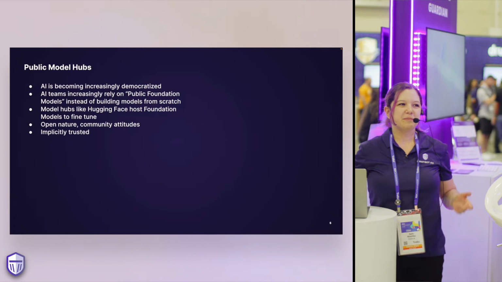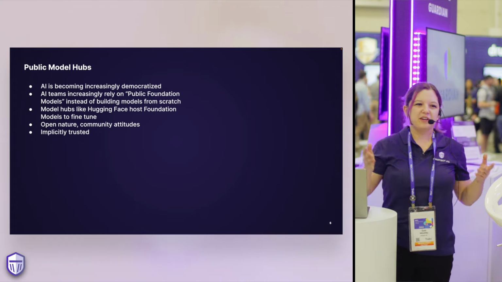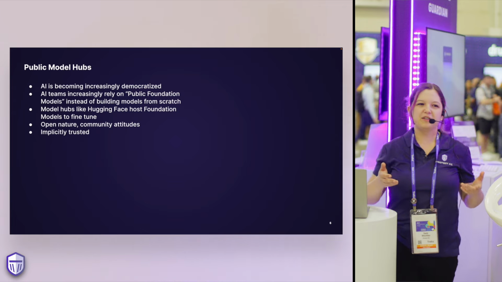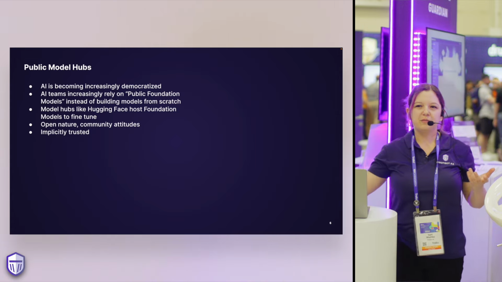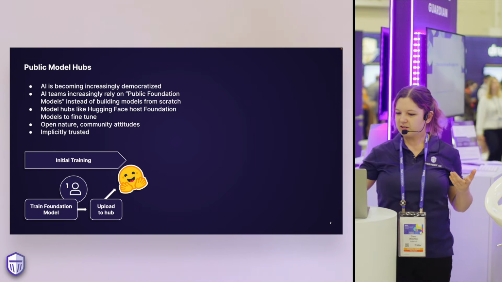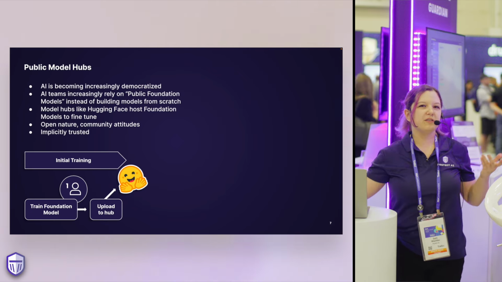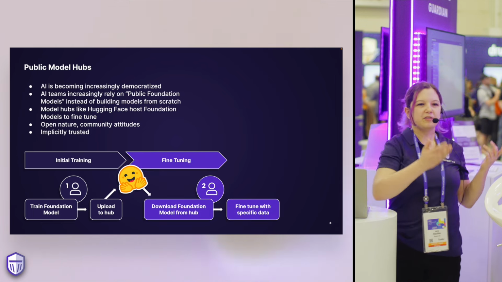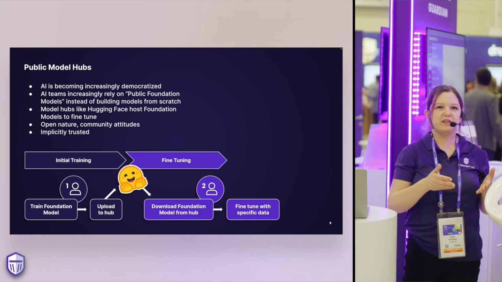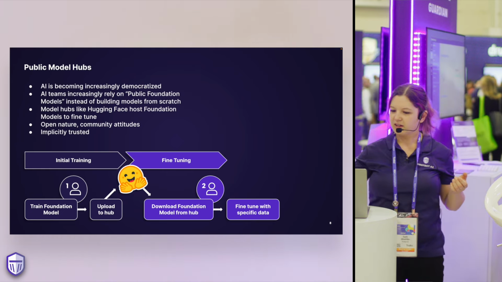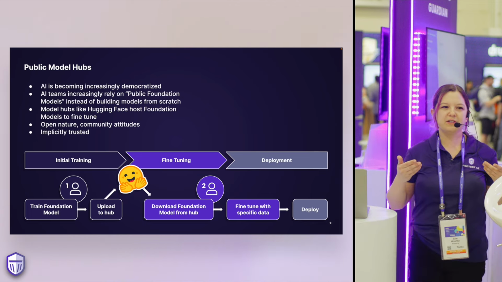So AI is becoming increasingly democratized. It's rarely these big tech giants developing models entirely in-house now. A lot of times we have large foundation models trained on more generalized data developed by one organization, and then AI teams will rely on those, take them down from the public model hubs like Hugging Face, and fine-tune them on their more specific data that's more relevant to their use case. And then that's what often goes into deployment. Sometimes it's multiple rounds of fine-tuning.